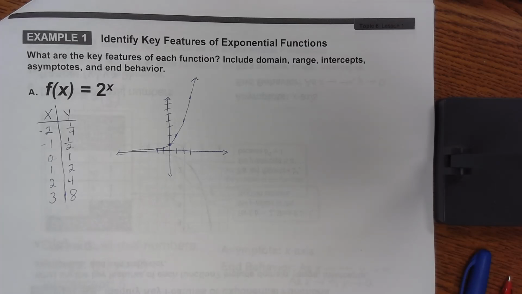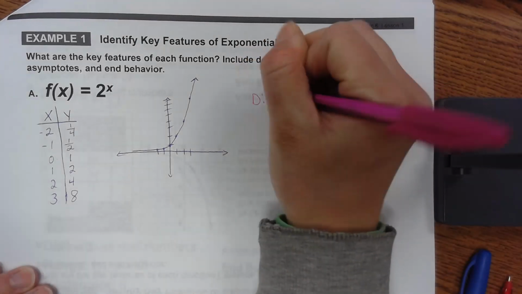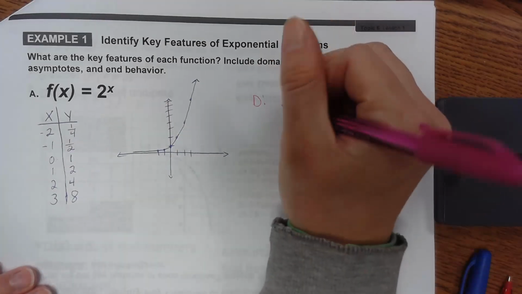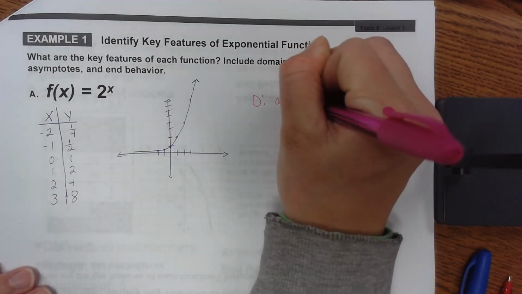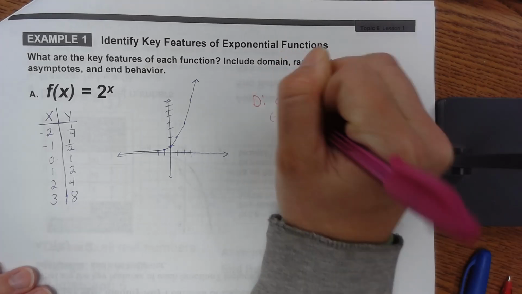Okay, let's talk about our key features. Okay. Let's talk about our domain. Okay, what can we plug in for x? Is there any restrictions here? And that would be no. So we're going to say all reals. Or that could be -infinity to infinity.